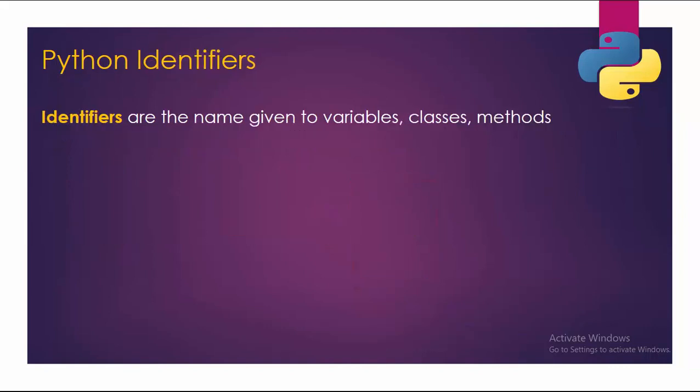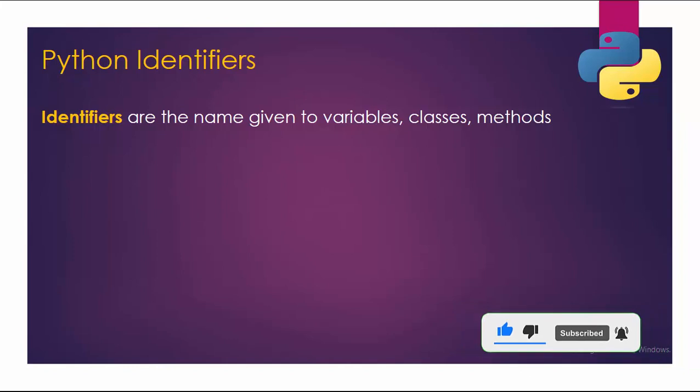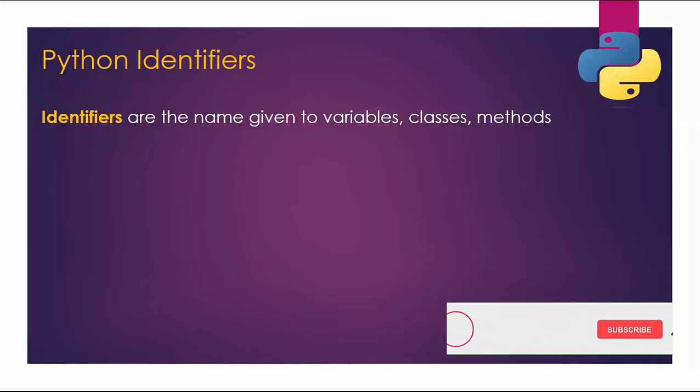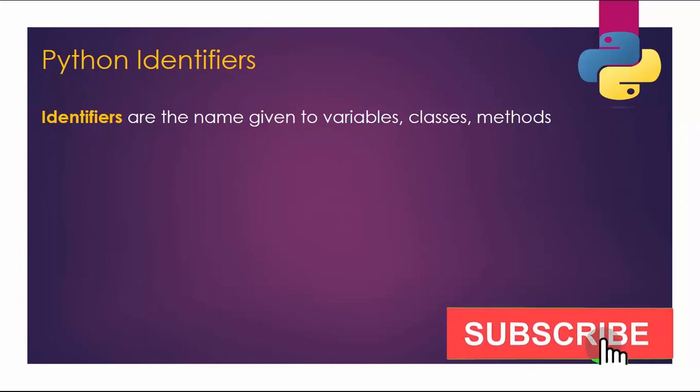Identifiers are the names given to variables, classes or methods. It gives identity to a variable, class and method, so that at any stage in future you can remember or recall what was the purpose of a variable, class or method by just looking at the identifier. When you have lengthy complex codes, identifiers make your life really simpler.